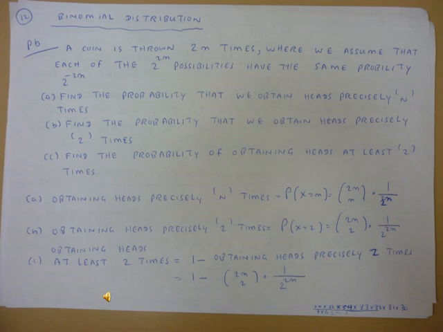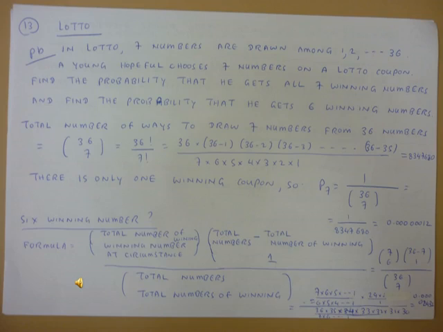And then we're talking about the lotto. The lotto's probability. In this problem, the problem is in the lotto. 7 numbers are drawn among 1, 2, up to 36. A young hopeful chooses 7 numbers on the lotto coupon. Find the probability that he gets all 7 winning numbers, and find the probability that he gets 6 winning numbers.